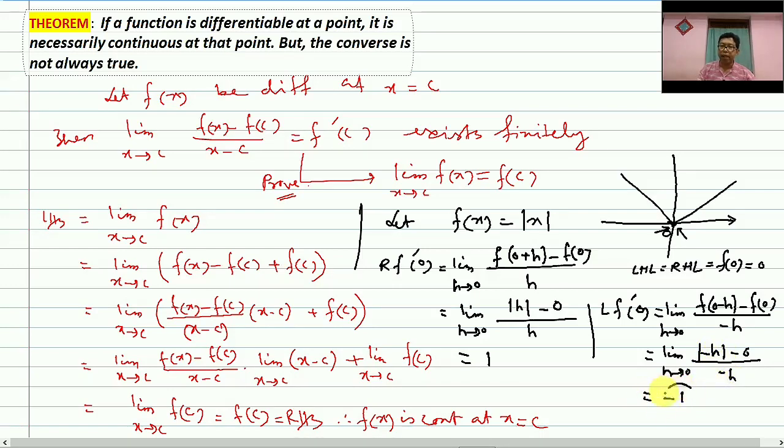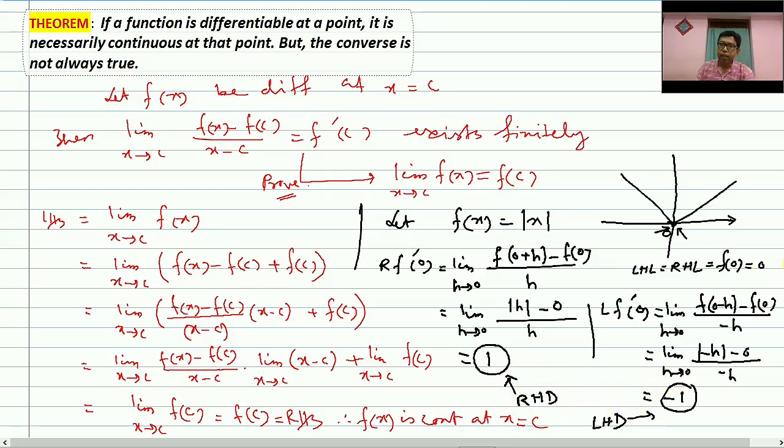Now observe carefully. This is minus 1 and this one is plus 1. That means the RHD, the right hand derivative at x = 0, is plus 1, and the LHD, the left hand derivative at x = 0, is minus 1. So since LHD and RHD are not equal, the function is not differentiable at the point x = 0, at the origin.